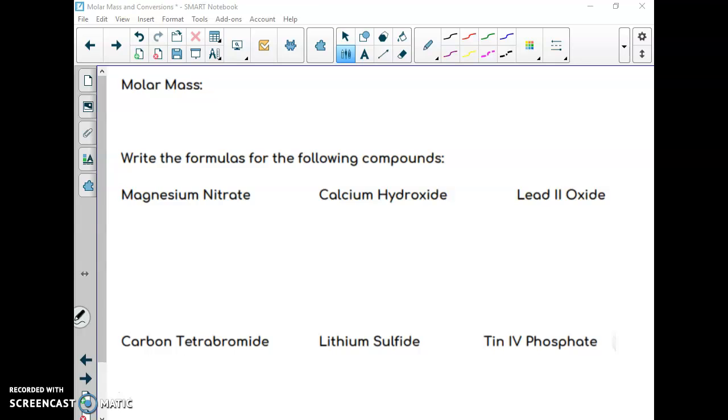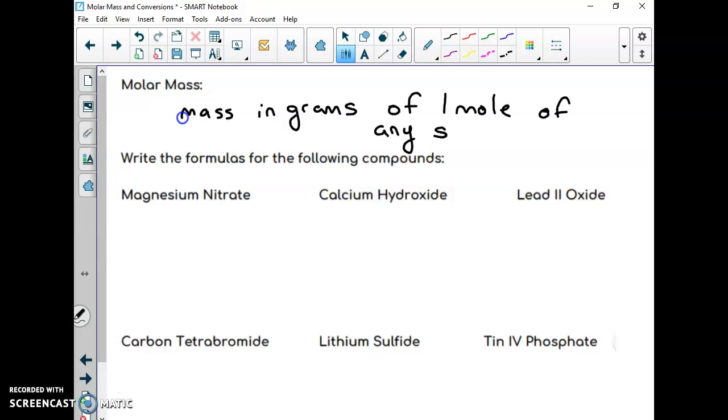So the big thing to take away, at least starting off, is when we say molar mass, it's mass, it's going to be mass measured in grams of 1 mole of any substance. So this could be atoms, it could be molecules, it could be covalent compound, it could be formula units, it could be an ionic compound. If there are that many particles, that's 6.02 times 10 to the 23rd, whatever particle, that mass.